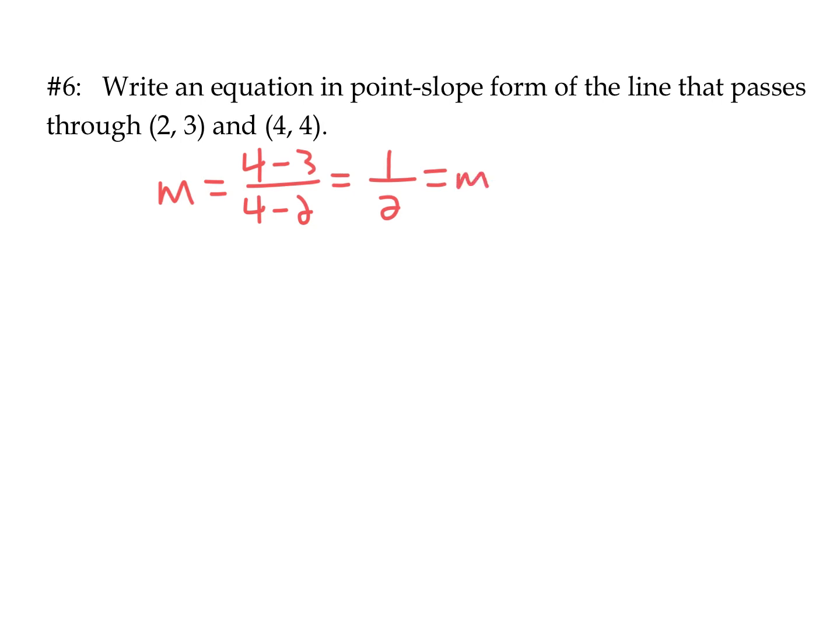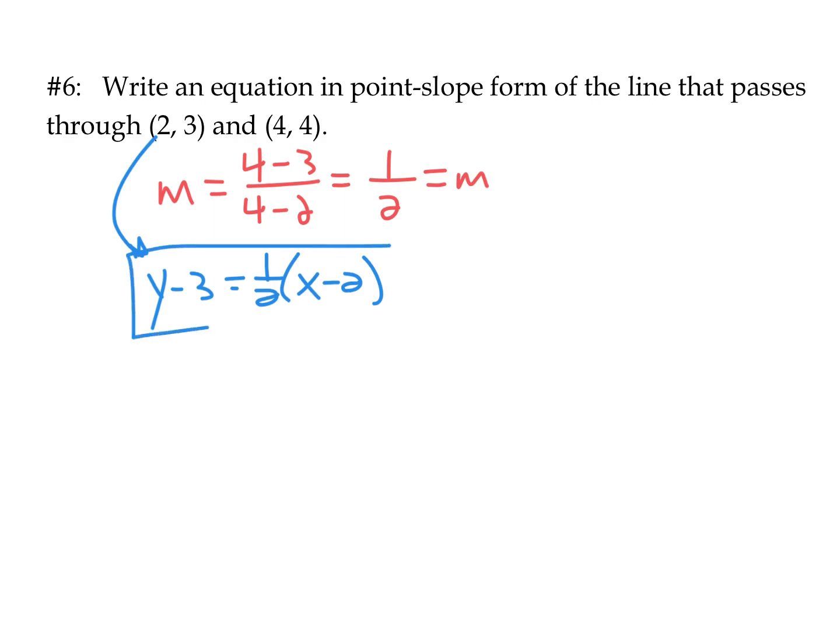Right? That's my slope, 1/2. Now I can write the equation in point slope form. Doesn't matter which one we use. I'm just going to take the first point, y minus 3. So I'd be using this one right here. Y minus 3 equals 1/2 parentheses x minus 2. So that'd be the point slope form for that line.